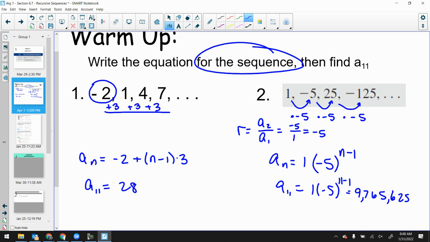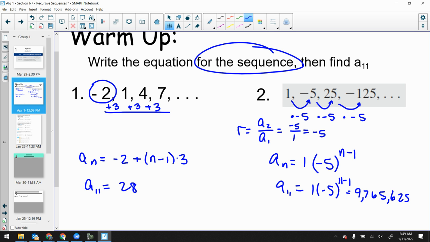How do you know? Where are the constant differences? Let me explain it. This one is arithmetic because I'm constantly adding. This one is geometric because I'm constantly multiplying. That's the problem here. You've got to be able to tell the difference between the two so that you know which formula to use.